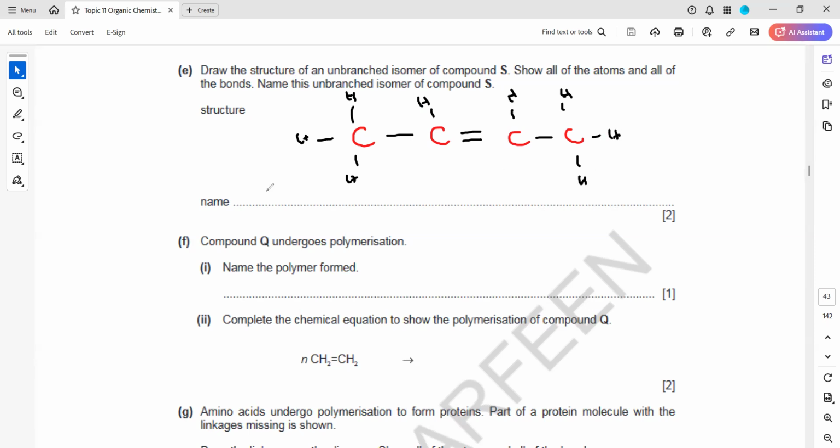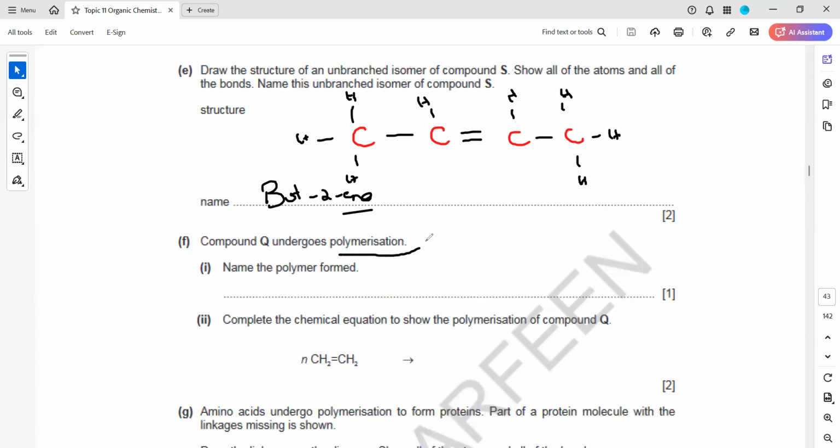And what is the name of this compound? 4 carbon atoms, but-2-ene. So this is butene. But because of 4 carbon, 2 is a position, and ene is because of the double bond. So the second carbon is having a double bond. That's why we called it but-2-ene.